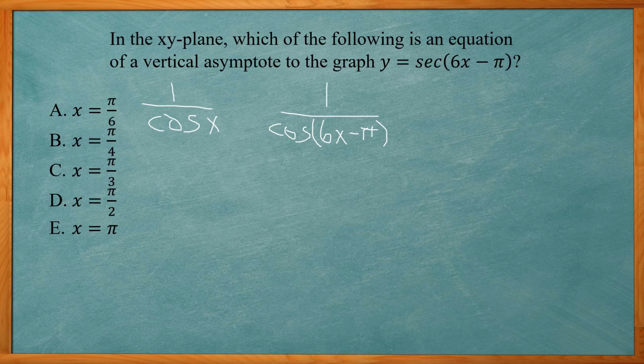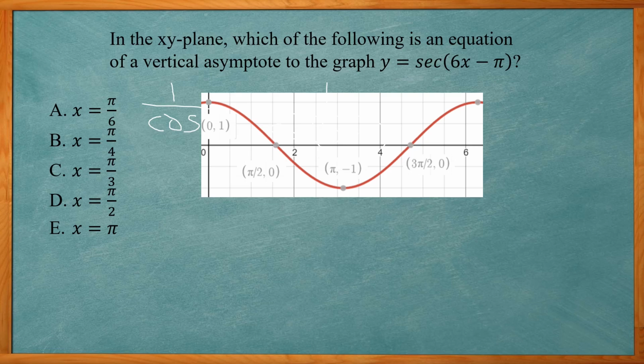So if we take a look at the graph of cosine, we can see that cosine is 0 at pi over 2 and 3 pi over 2.